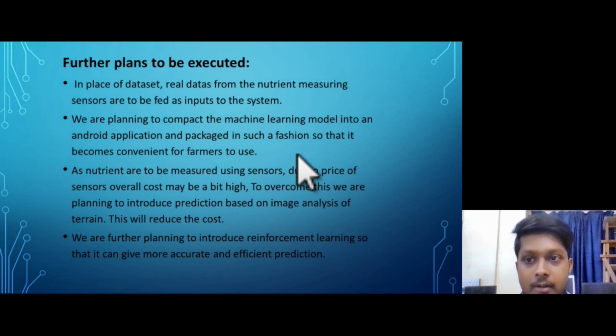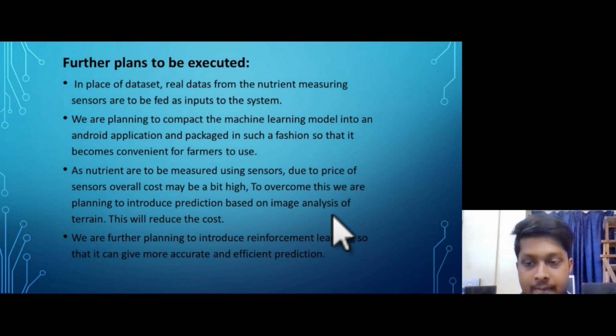What are the further plans to be executed? As we discussed earlier, in place of static datasets, real data are to be used from nutrient measuring sensors, and they are to be fed as input to the system. We are planning to compact this whole digital twin and machine learning model into an Android application and package it in such a fashion that it becomes convenient for farmers to use.